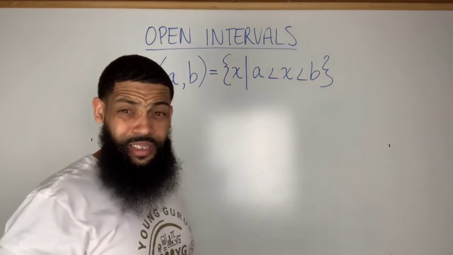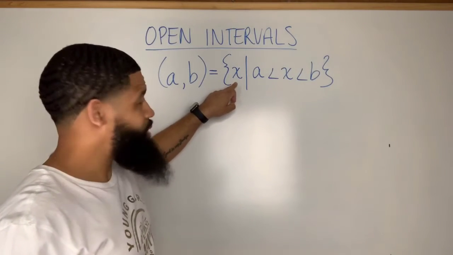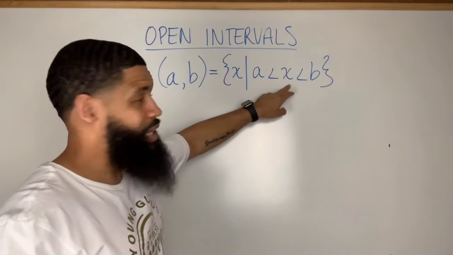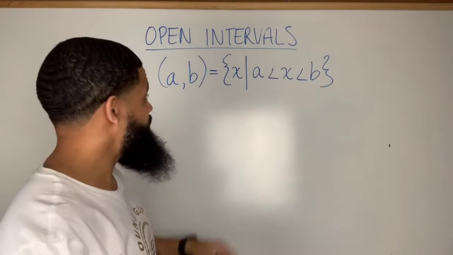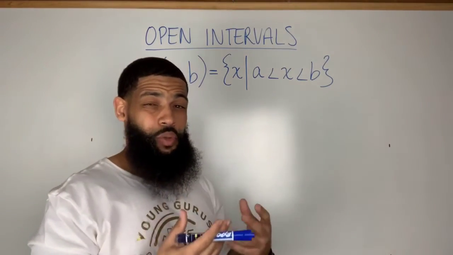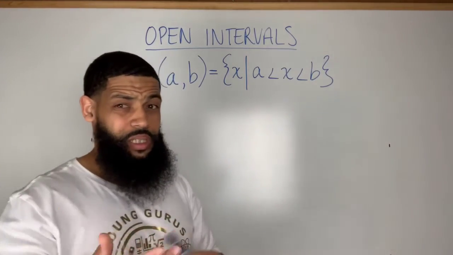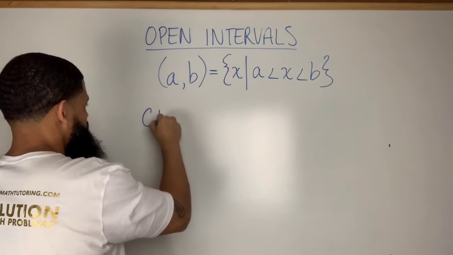So this is an open interval, and this means the set of all x such that a is less than x, which is less than b. That means that a and b are not included in your actual solution, and you'll see when we do the examples in just a second. And then we have closed intervals.